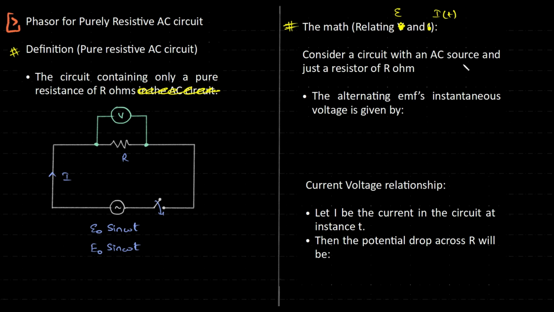Now let's consider an AC source and just a resistor connected to that source. So the alternating EMF instantaneous value is given by epsilon naught sine omega t, into the maximum value, epsilon naught. Next is current voltage relationship. If I be the current in a circuit at instant t, then the potential drop across R will be, so this we know, this will be nothing but V is equal to I into R. This is a basic relationship.